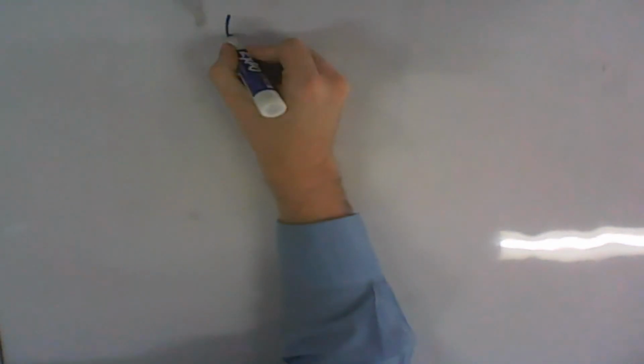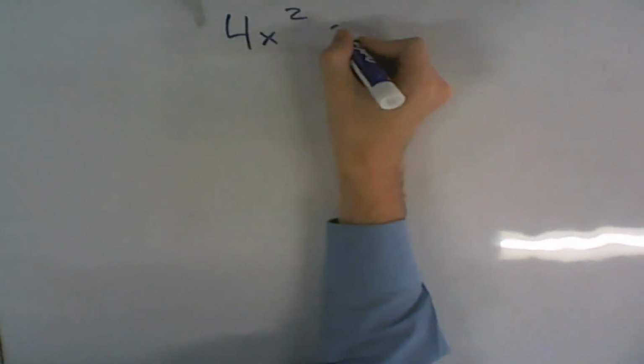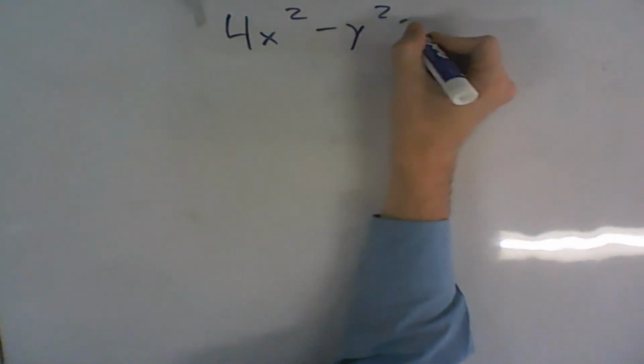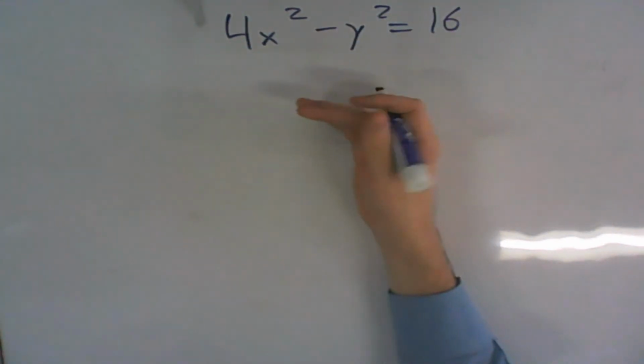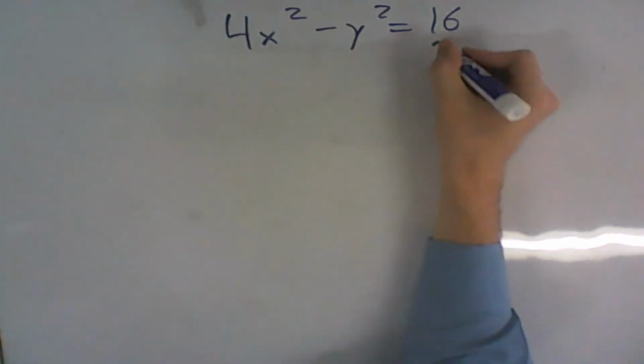Okay, equation. Let's use a different color. 4x squared minus y squared equals 16. Okay? Now, easiest way, let's divide both sides by 16.